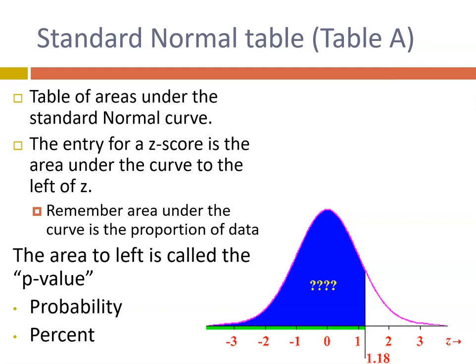I always joke that Beyonce made this table because all the areas are to the left, to the left. The entry in the table is going to be your z-score, and it tells you the proportion of the data. Other values we use, we can say p-value, we can say probability, we say percentage, proportion. Those are all kind of synonymous here.